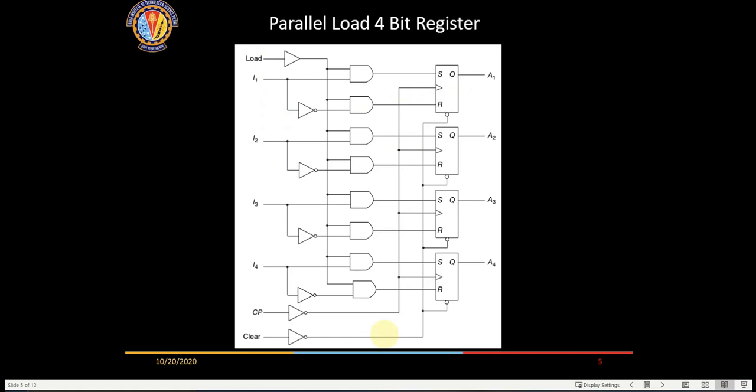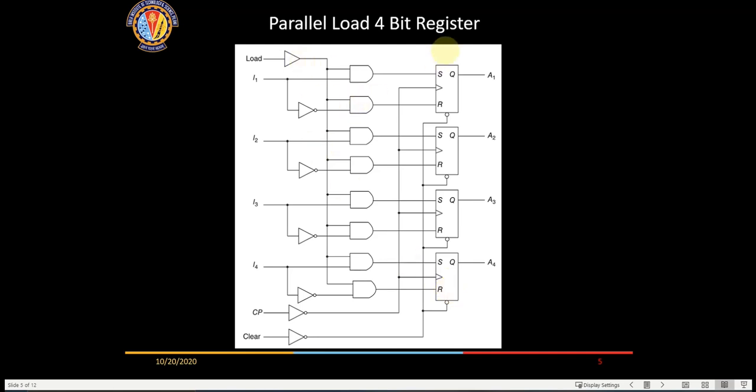Sir, could you please repeat that once? Yeah, okay. See, whenever the load signal is 0, this is a buffer. If you see, there is no inverter here. So the output of all the AND gates will be 0, right? Is it okay? Yes, sir. Okay, if it is 0, set and reset are both 0. So what would happen to this register? There would be no change in the data, whatever is the data.